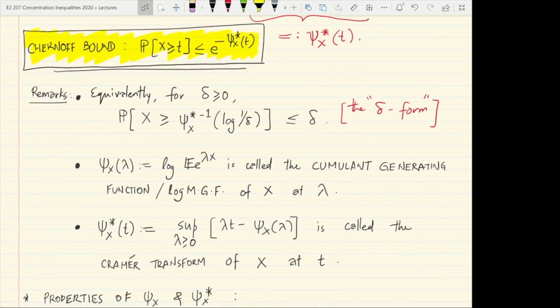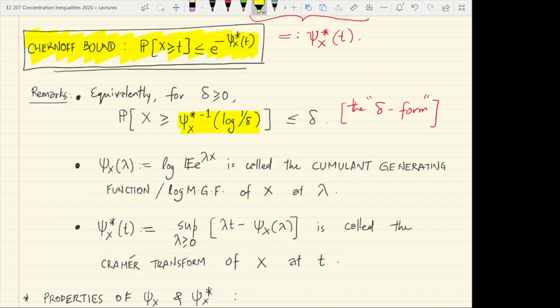So a couple of remarks here. There's an equivalent form for the same Chernoff bound, which is obtained by setting the right hand side of the Chernoff bound equal to a number delta. If you set the right hand side equal to delta and invert this expression, you get that the right t that you have to put is something like this. So the probability that x is larger than Cx star inverse of log 1 by delta is less than or equal to delta.